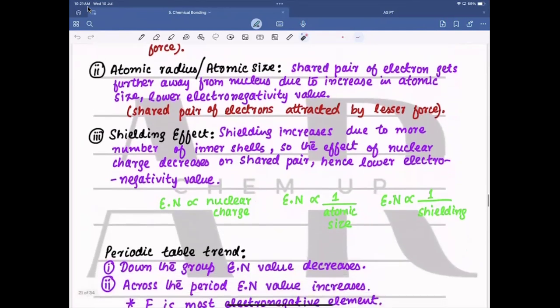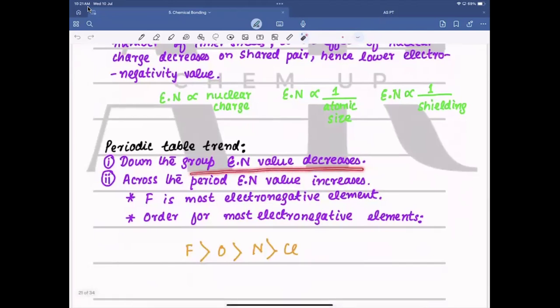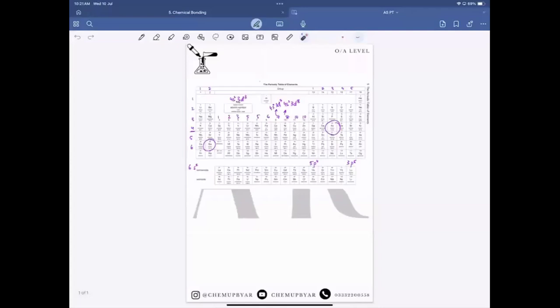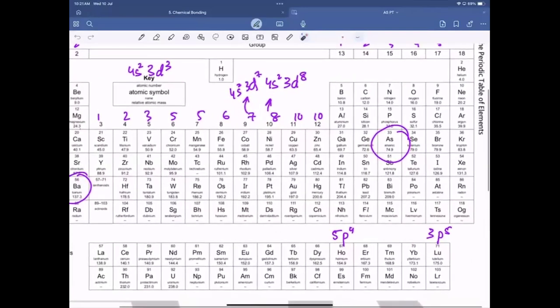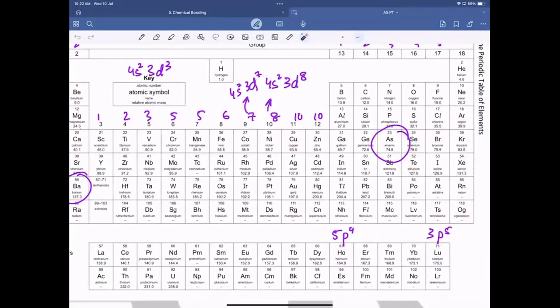Okay. Now the periodic table trend. Down the group, electronegativity values decrease. Yes, sir. Because when we move down the group, the shielding effect is increasing, the nuclear charge is increasing, and the distance is increasing. Both the shielding effect and the distance outweigh the effect of nuclear charge, hence the electronegativity decreases.